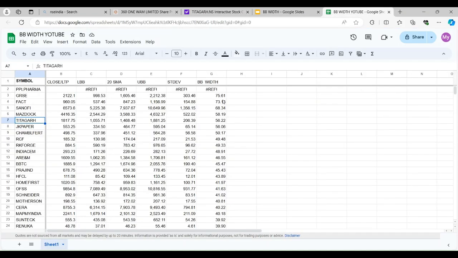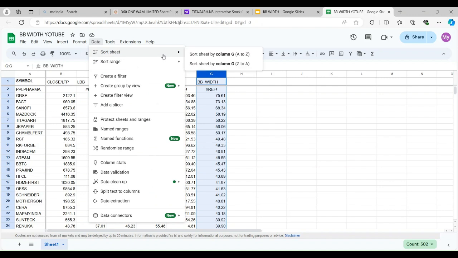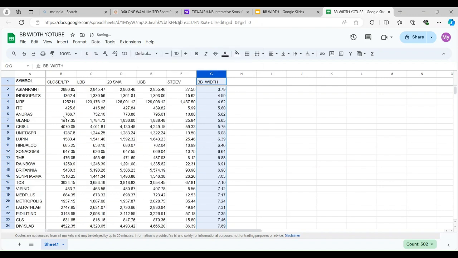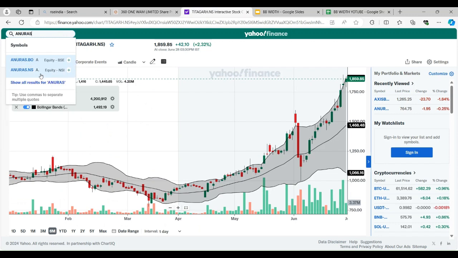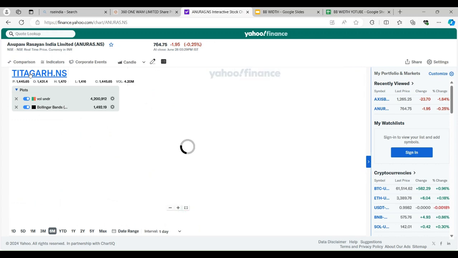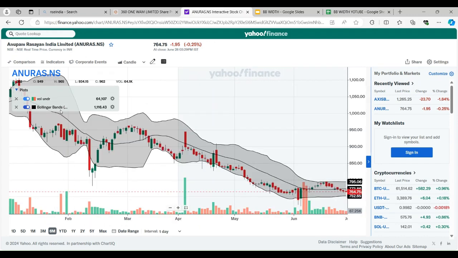So you can see from here higher bandwidth stocks, and sorted again you have lower bandwidth. Okay, Asian Paints, Indigo Paints, I have already shown you. I will see randomly Anurus. Yeah, higher bandwidth here, here also a little bit higher bandwidth compared with this. Lower bandwidth, higher bandwidth.